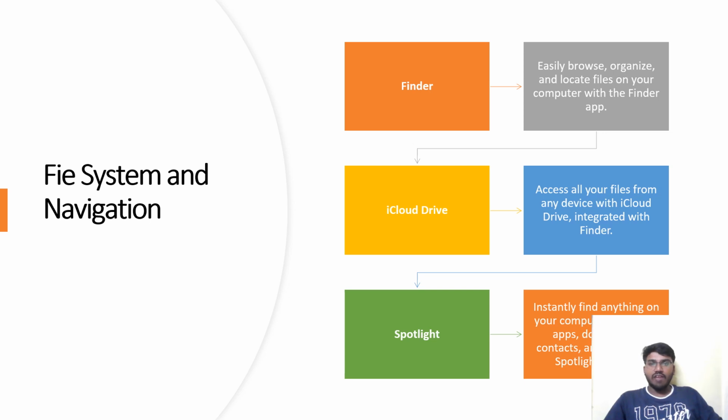File system and navigation. Finder: easily browse, organize, and locate files on your computer with the Finder app. iCloud: access all your files from any device with iCloud Drive, integrated with Finder. Spotlight: instantly find anything on your computer, including apps, documents, contacts, and more with Spotlight search. Then moving on to the next slide.